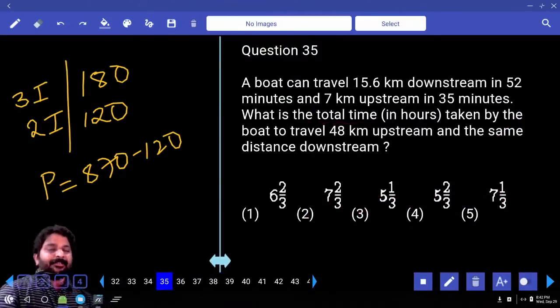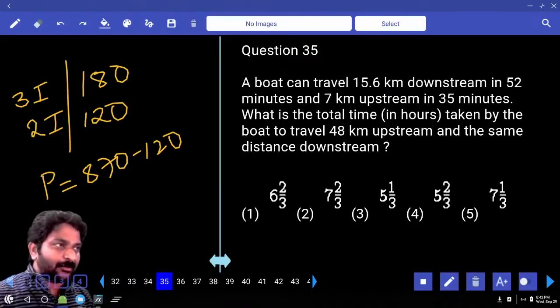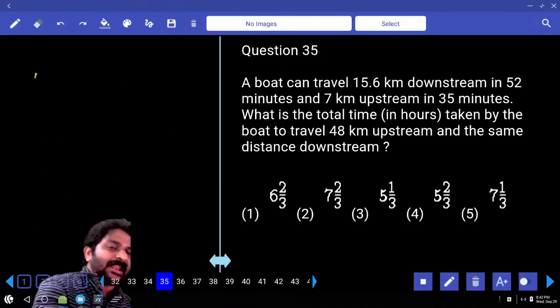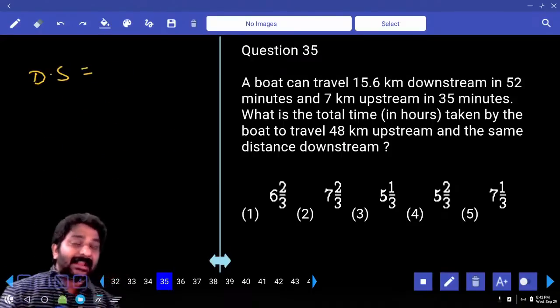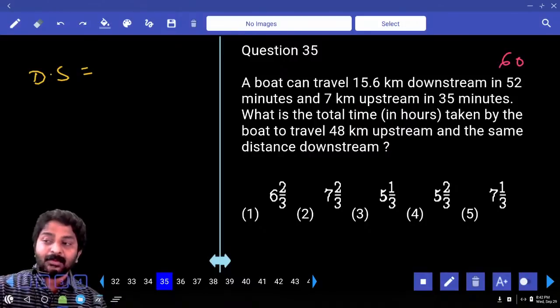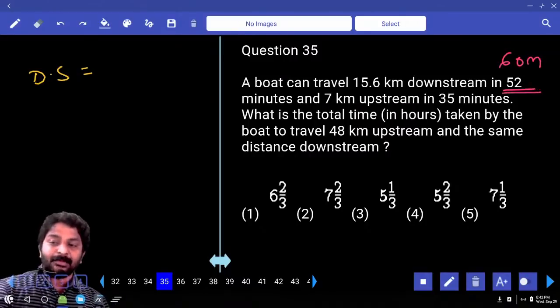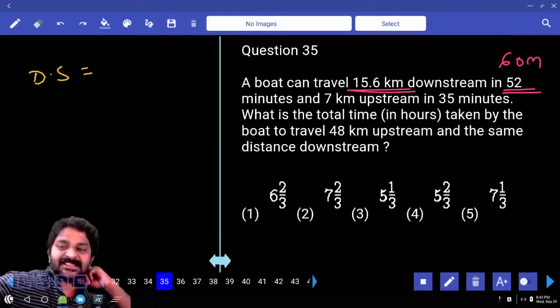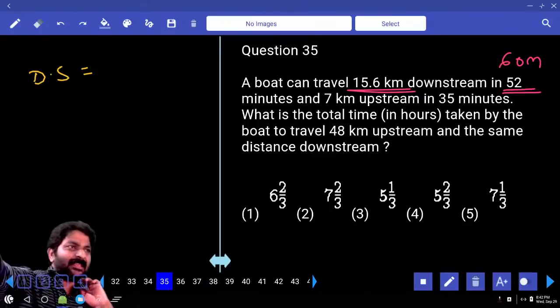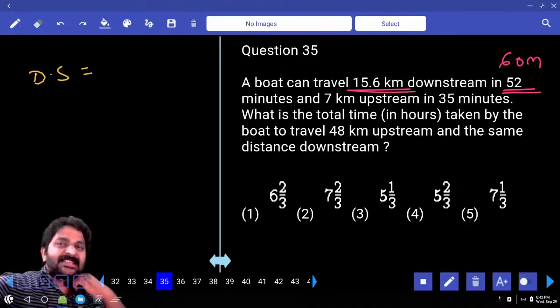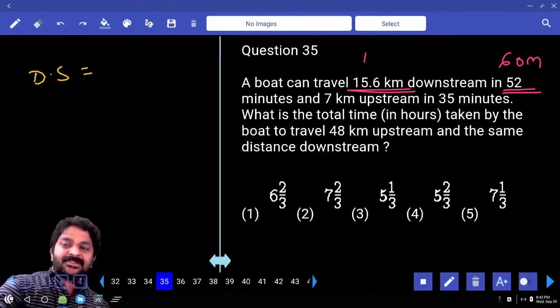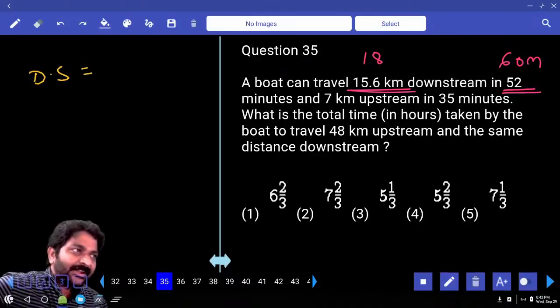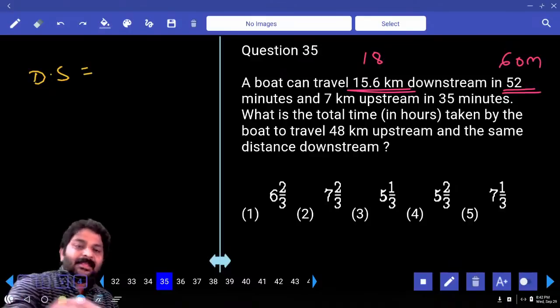A boat can travel 15.6 kilometers downstream in 52 minutes. See, for these types of questions, to calculate downstream speed, how do we calculate? We'll convert into 60 minutes. In 52 minutes, distance covered is 15.6. What is the relation between 52 and 156? 3 times only? Come on. 60 is 180. We should write it as 18 because we need to keep the decimal. Okay? So downstream speed is equal to 18 km per hour.